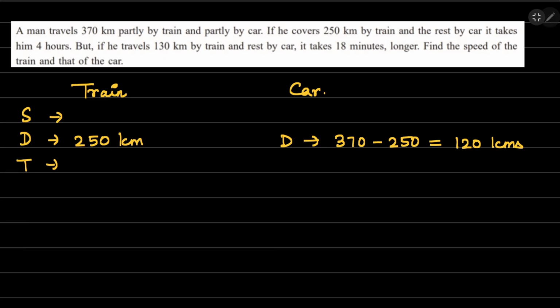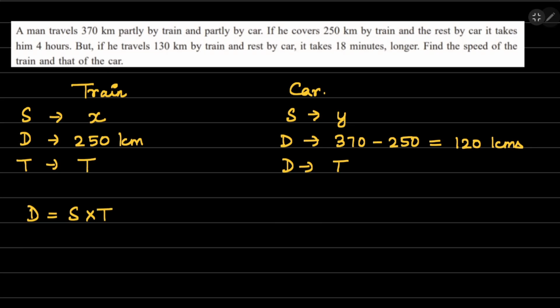Correct? Okay, so it takes him totally 4 hours. So total time taken by train and car together is 4 hours. We don't know how long each takes, so let us just mark it as T, capital T is the time. We also do not know the speed with which he is traveling, the speed of the train or the speed of the car. So let us take the speed of the train as x and the speed of the car as y. Now we know that distance is equal to speed into time.